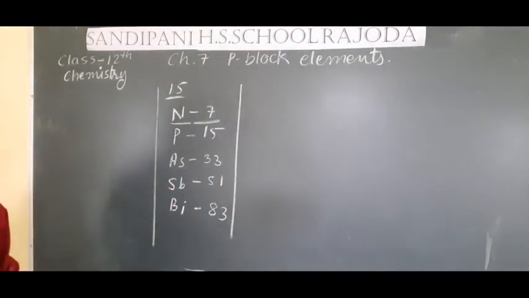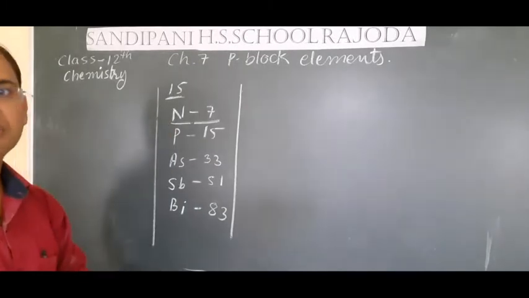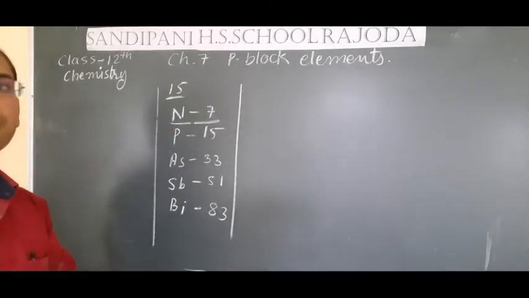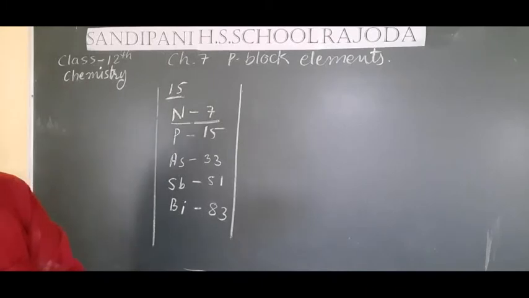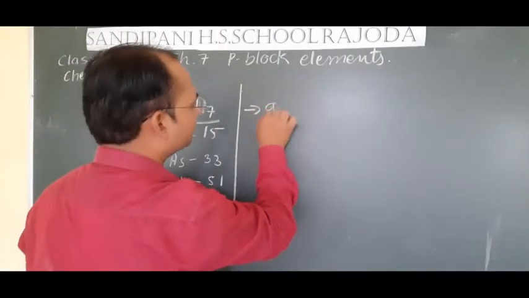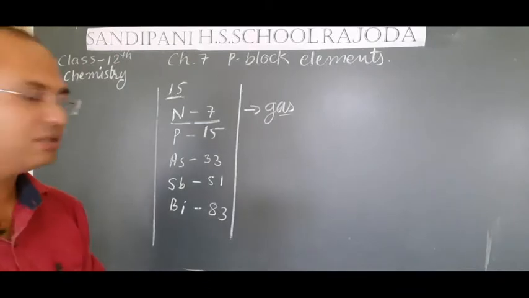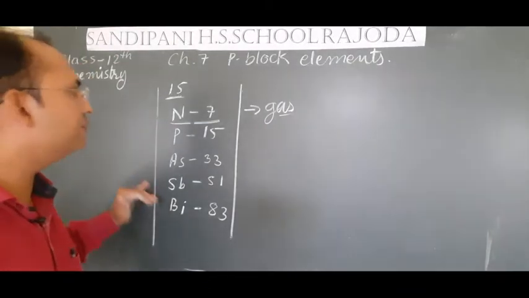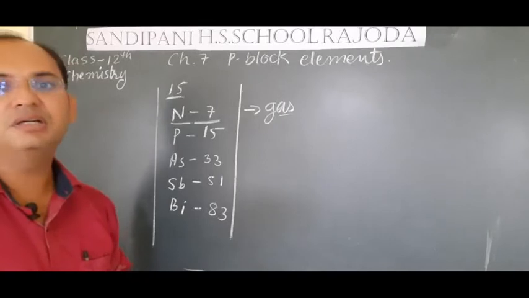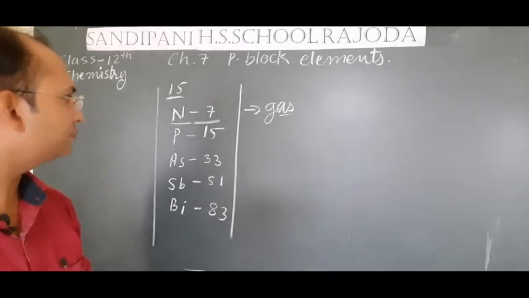In the first case, we will see the anomalous or different behavior of nitrogen from the other members of the group. The first behavior that it shows is that at ordinary temperature, nitrogen is a gas, but all the rest of the members possess a solid structure at room temperature or normal temperature.